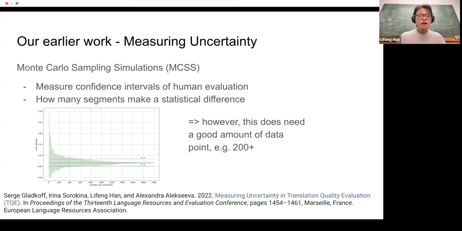Let's see our earlier related work on measuring uncertainty, where we proposed Monte Carlo sampling simulations, or MCSS, to measure confidence intervals of human evaluation, and how many segments can make a statistical difference. Our findings in this paper, presented at REC 2022, show that a minimum of 200 segments is needed to make a statistical difference for translation quality evaluation.